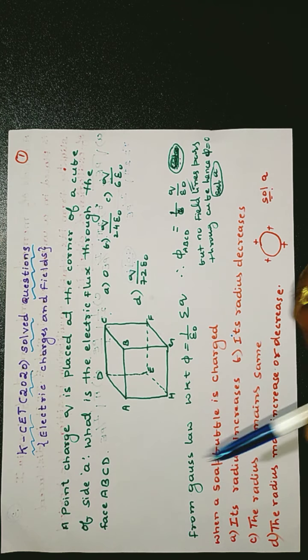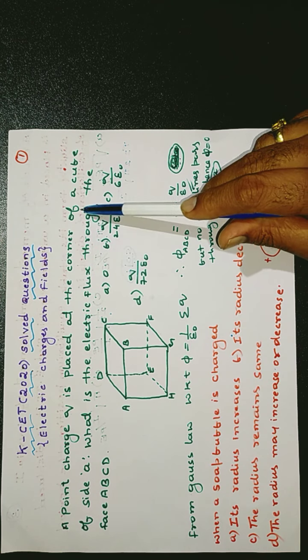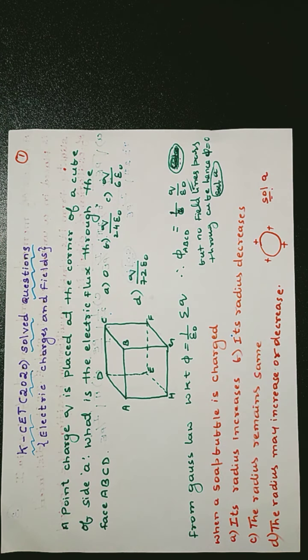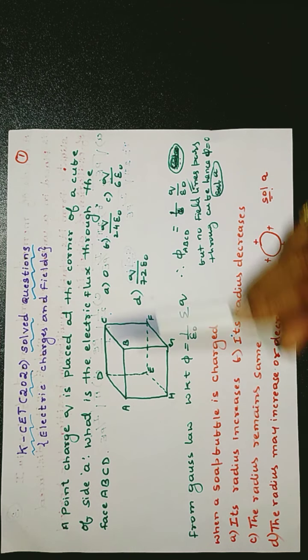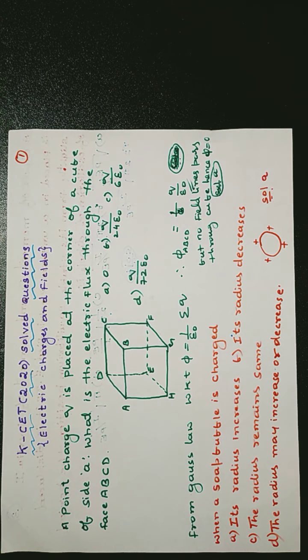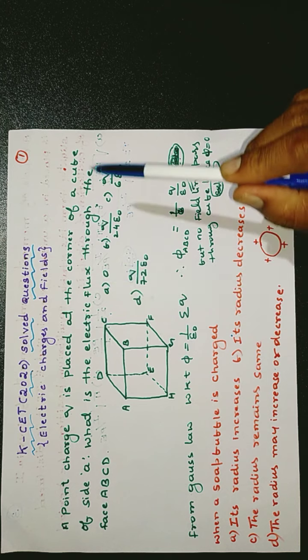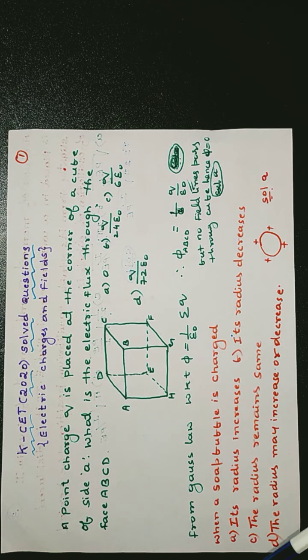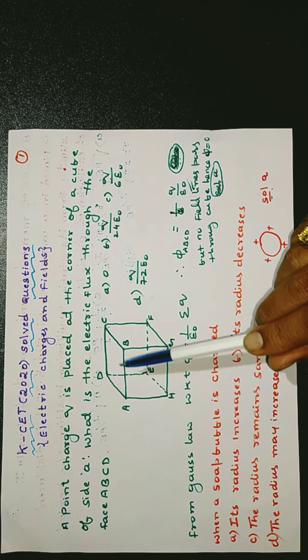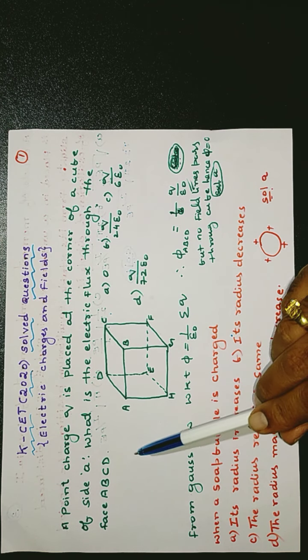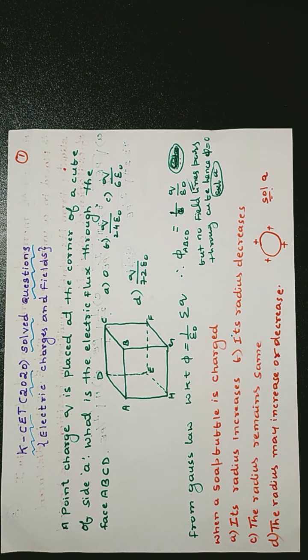First question: a point charge Q is placed at the corner of a cube of side A. What is the electric flux through the face ABCD? So you have a cube. The length of each side of the cube is A. Now the question is, what is the electric flux through the face ABCD if a charge Q is placed at one of the corners of the cube?